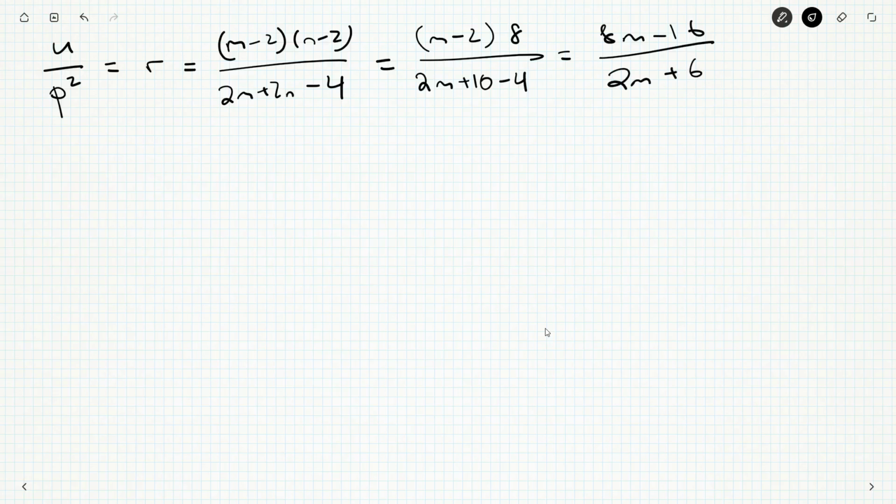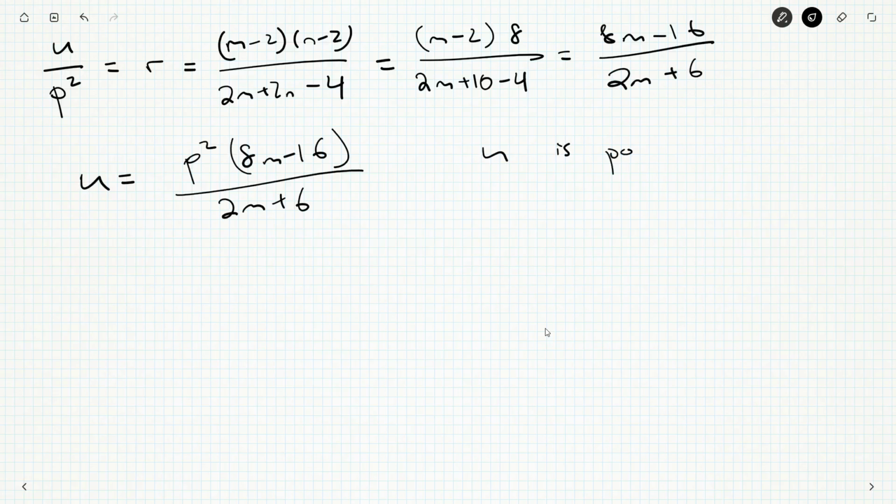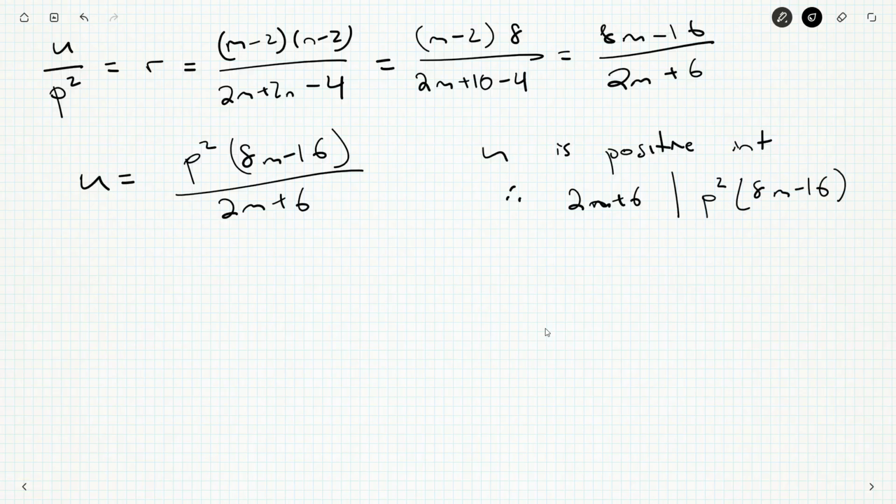And what did we do before? So we said U has got to be P squared over 8m times 8m minus 16 all over 2m plus 6. U is positive integer. So 2m plus 6 divides P squared 8m minus 16. Alright, so what did we do before? So 2m plus 6 has got to divide P squared 8m minus 16.